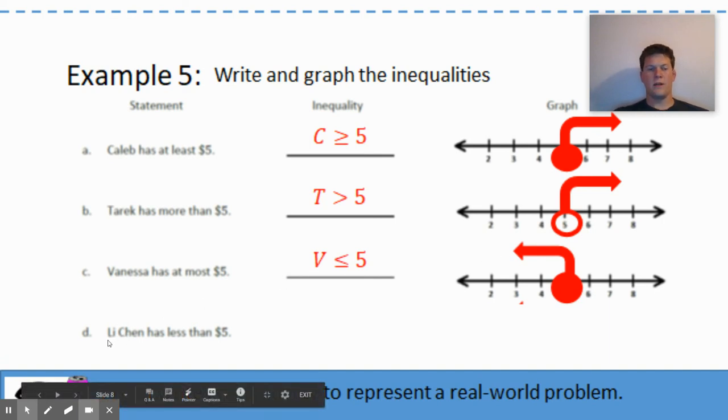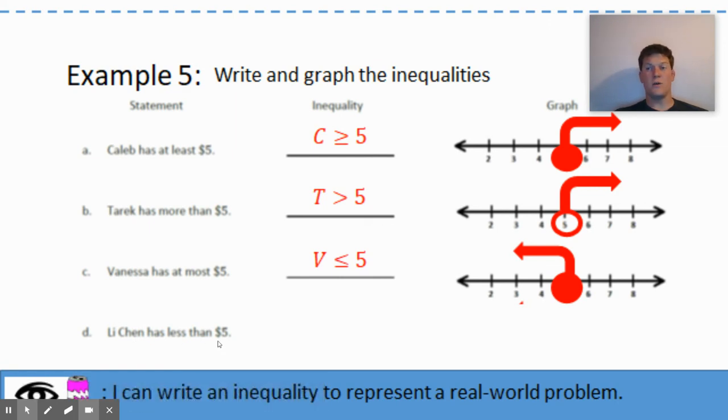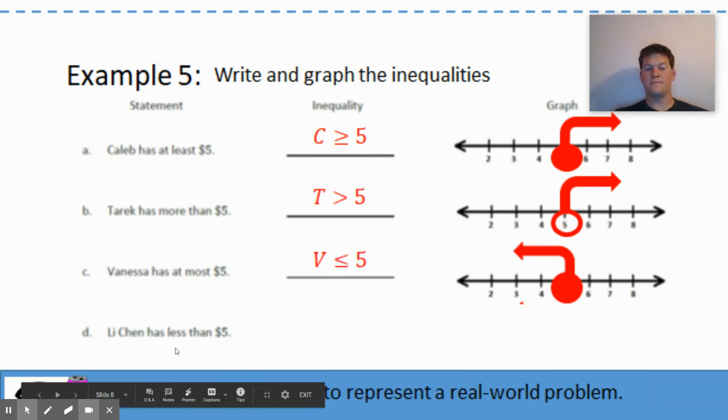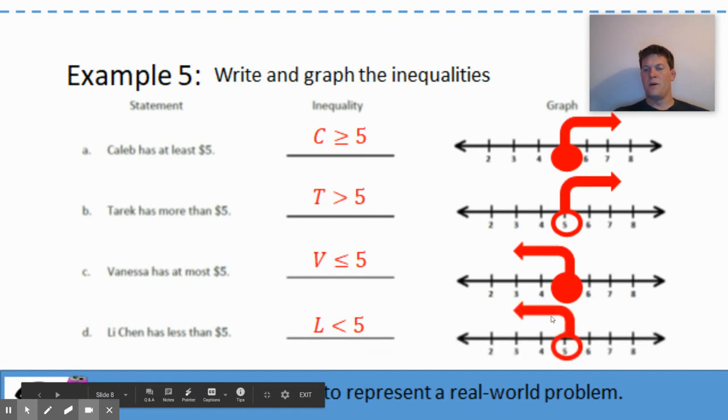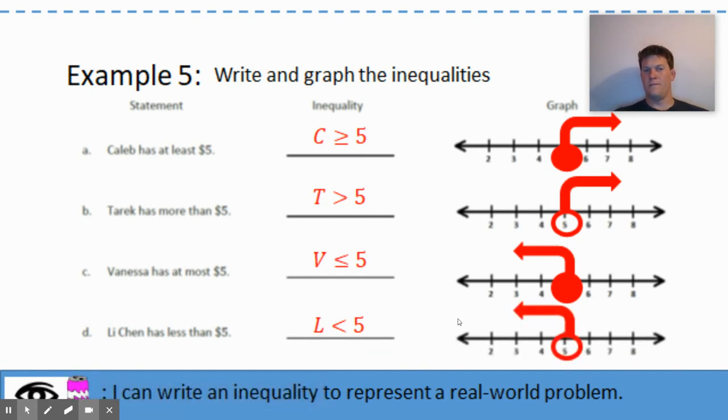Our last one, we're talking about Li Chen. Li Chen has 5 less than $5. Now remember, not expressions, not equations. We're talking inequalities. So we're not talking subtraction here. We're talking the less than symbol. So I'm going to use L, I think, for Li Chen. Yep, L. And I have less than 5. No underline, so I'm an open circle going towards the left.